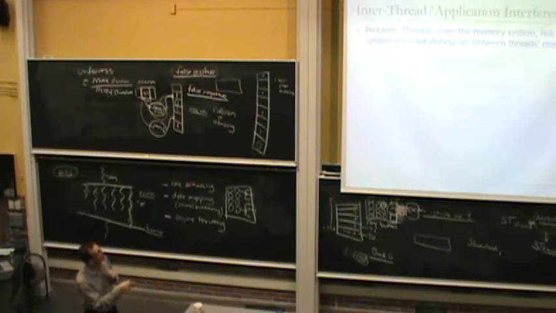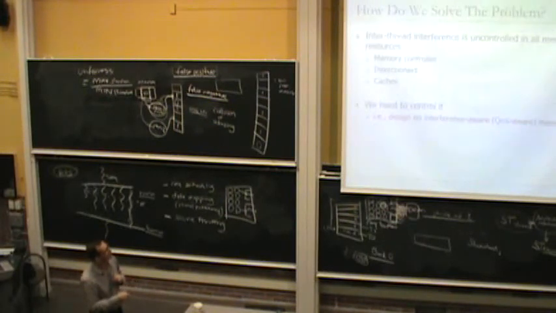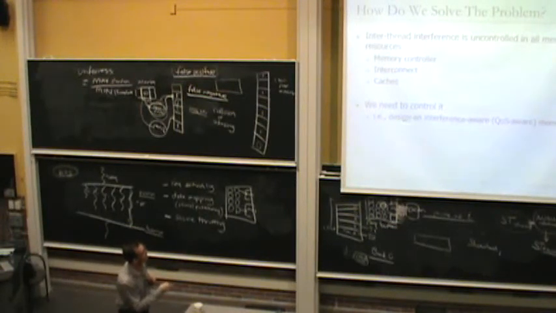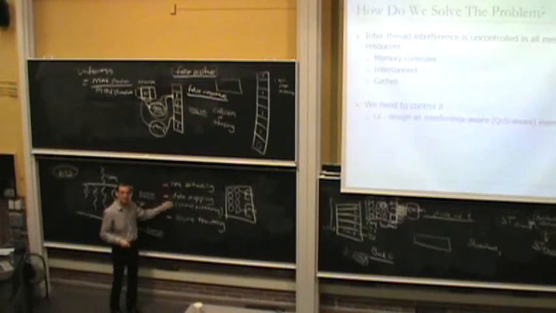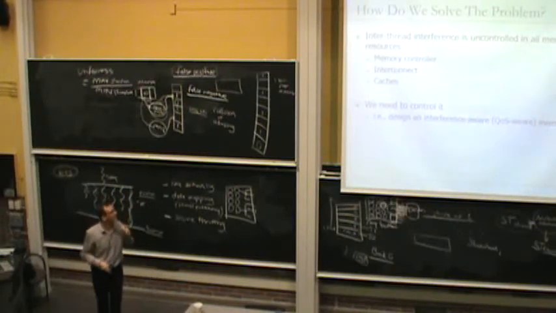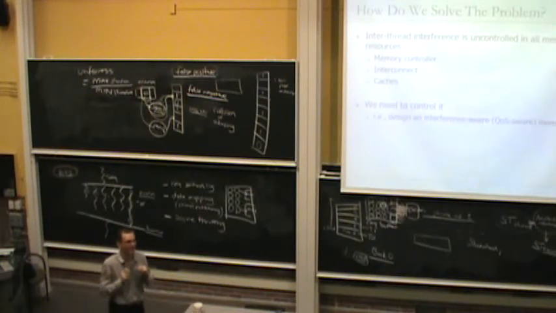So the problem today is that threads share the memory system, but the memory system doesn't distinguish between these threads because of all of these reasons that we've seen before. So we need to design the system such that the memory system is aware of the threads. That's how you solve the problem. You need to design an interference-aware memory system that's aware in each of these resources of the different threads, and that employs appropriate policies to minimize that interference. Otherwise, you're prone to starvation, basically. You can have a multi-core system that you cannot use very well.